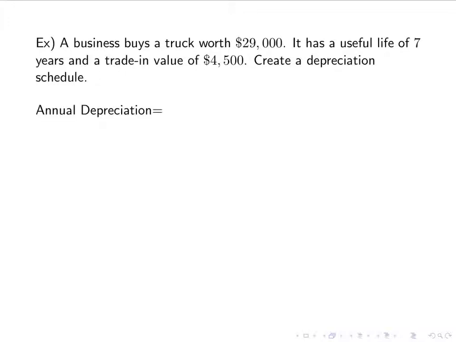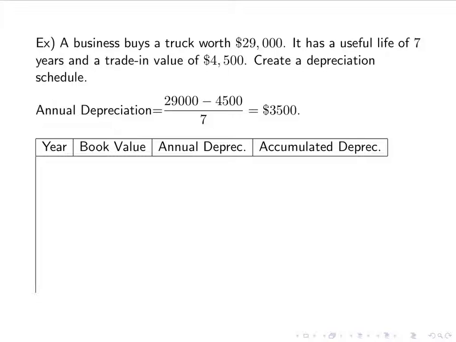So the first thing we do again is find the annual depreciation. So that's going to be the $29,000 minus the $4,500 divided by 7, and we get $3,500. So for our table, we still again have the same 4 columns. The year is going to start at 0 and end at 7.